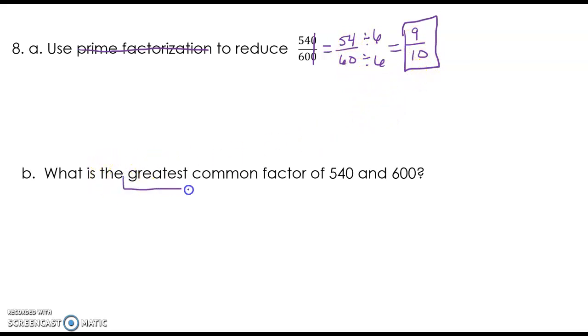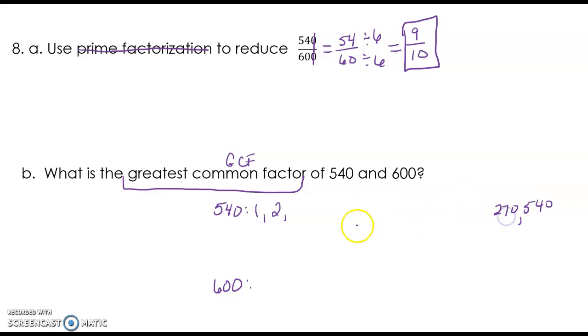And then this says, what is the greatest common factor, GCF it's often called, of 540 and 600? So this is where I'm going to have to actually factor it out. So 540 and 600, and I need to give myself some space. So I have 1 and 540. I have 2, and I don't know what 540 divided by 2 is, but I know that it's divisible by 2 because it's even. 270. 3, 540 is 180.